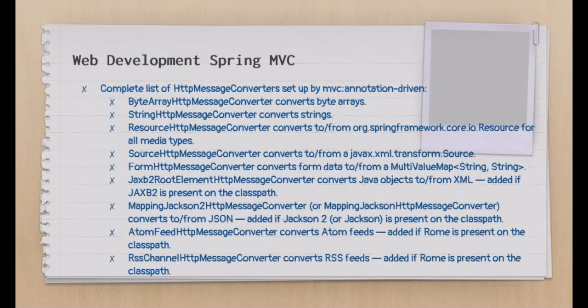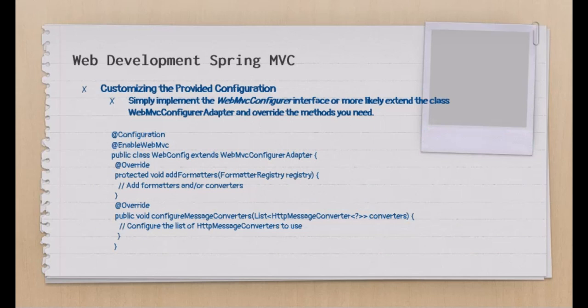Okay, and here is the complete list of the HTTP message converters supported out of the box. Byte array, and so on. Mostly we will be concerned about the MappingJackson2HttpMessageConverter, because we are going to talk extensively about REST APIs, where we will be using the MappingJackson message converter to convert an object to JSON and from JSON to object. That's what this particular converter is going to do.